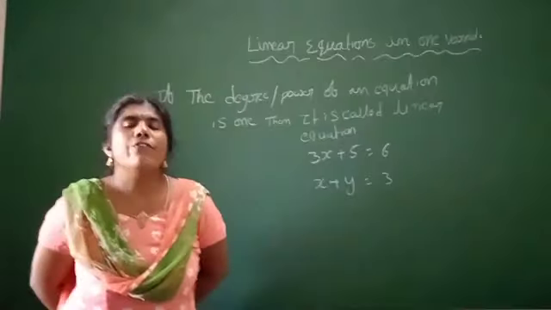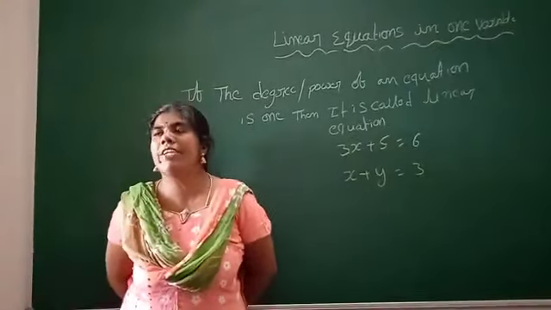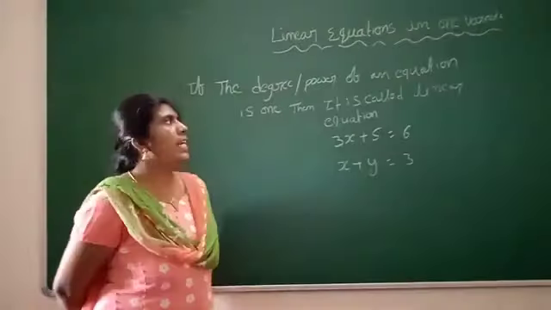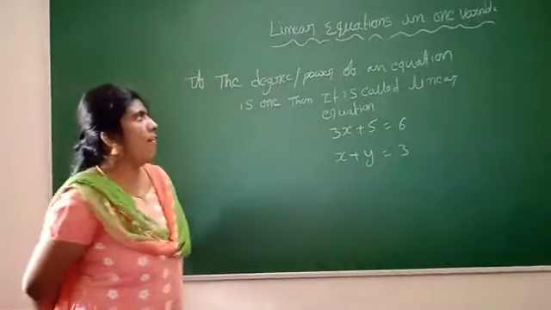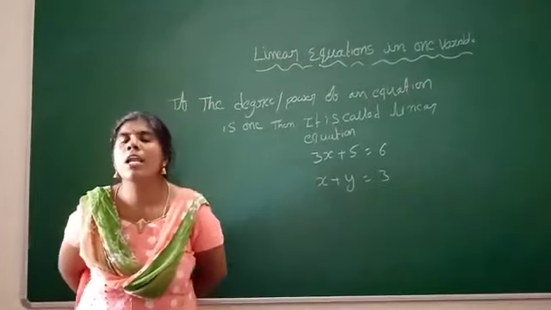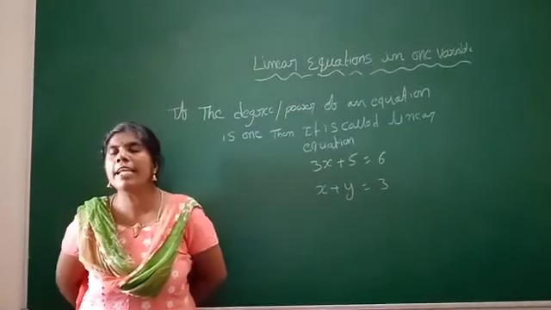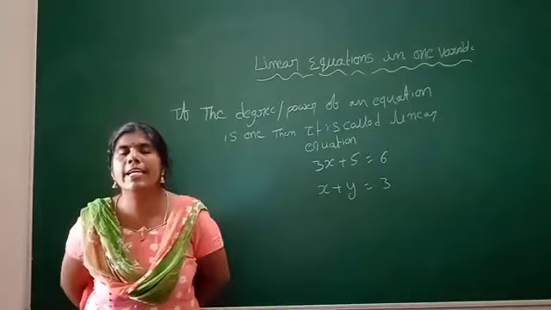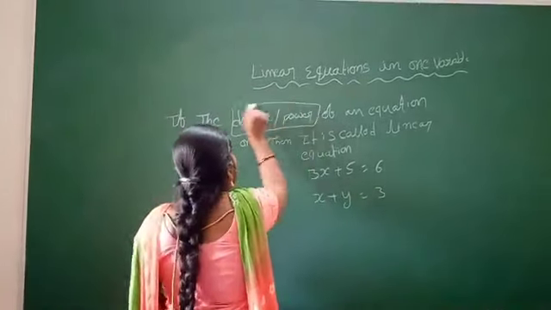Okay? Next, what is a linear equation? See, children, write down the definition. If the degree of the variable in the equation is 1, it is called a linear equation. If the degree is 1, it is called a linear equation. Children, what is the degree or power?